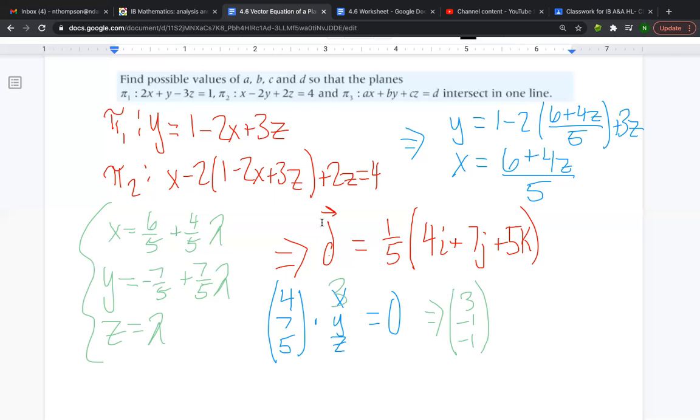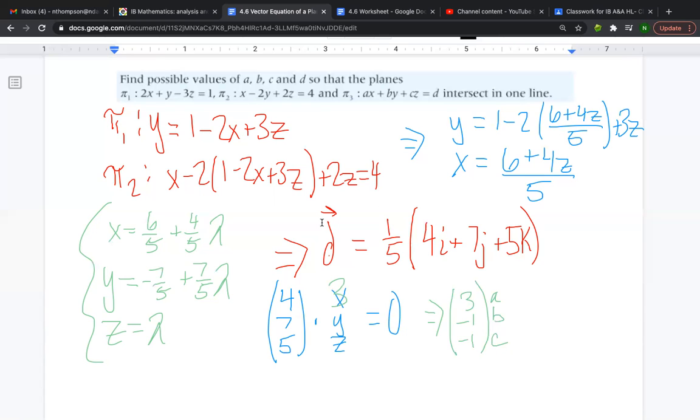But I like the ones with whole numbers, and that's just the one I noticed first. So now I take any point on the line from line 1 to figure out what D is. So this is my A, B, and C, by the way. Those are my A, B, and C values. So now I need to figure out what D is.